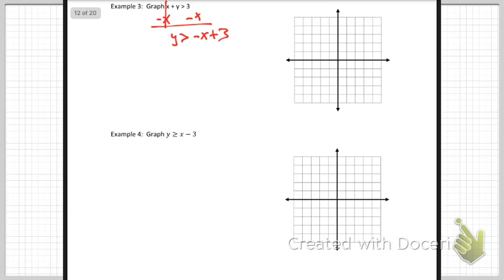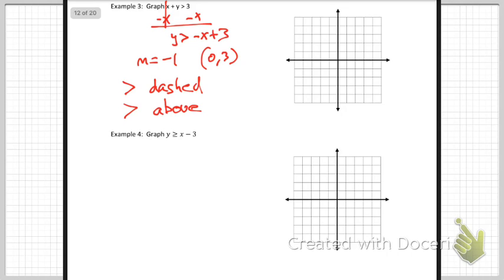Alright, so here is my slope. My slope is negative 1. And here's my y-intercept. My y-intercept is 0, 3. Alright, so that's what I need to graph that line. Now we want to talk about the symbol. Here's my symbol. This symbol means I use a dashed line. Okay, this symbol is also greater than. That means I'm going to shade above that line.